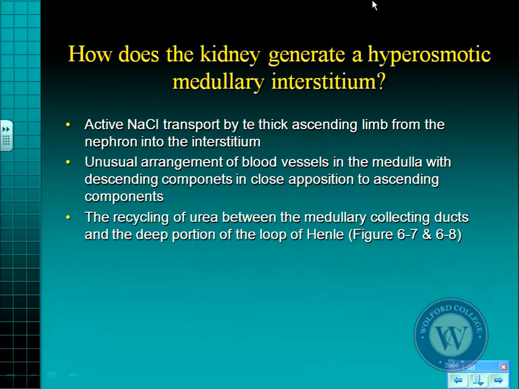How does the kidney generate the hyperosmotic medullary interstitium? It does it by the active sodium chloride transport by the thick ascending loop of Henle in the nephron into the interstitium, the countercurrent system of the blood vessels with the vasa recta, and the recycling of urea between the medullary collecting ducts and the deep portions of the loop of Henle. So those are the three parts.